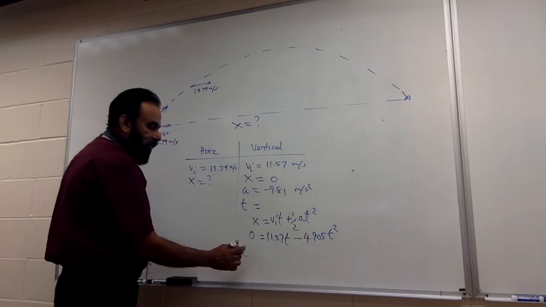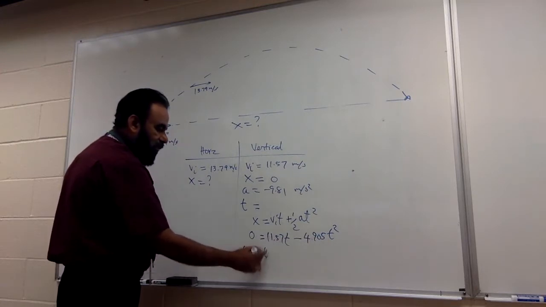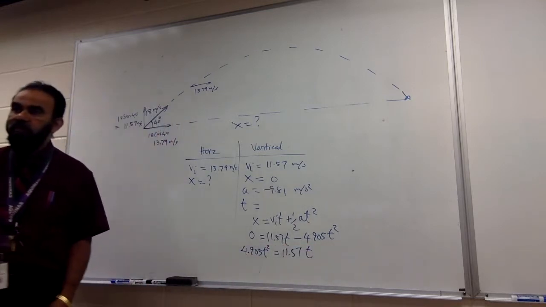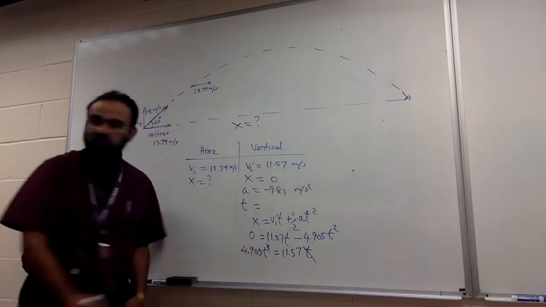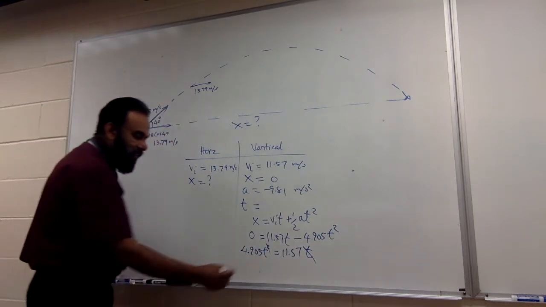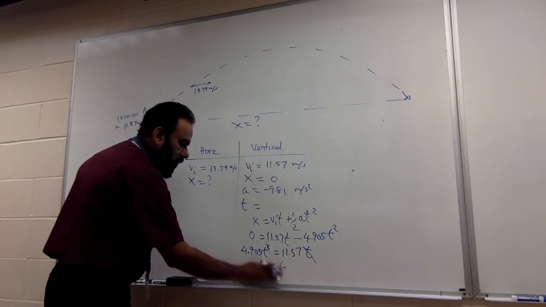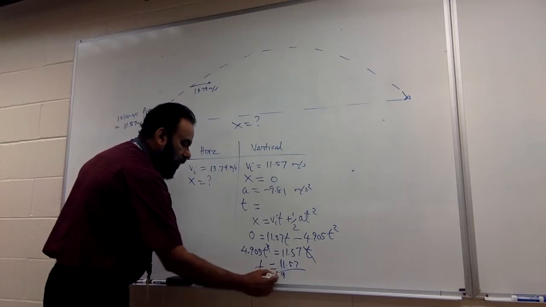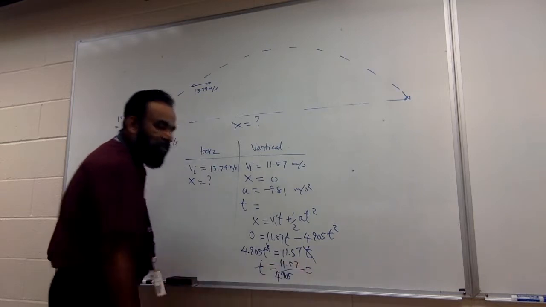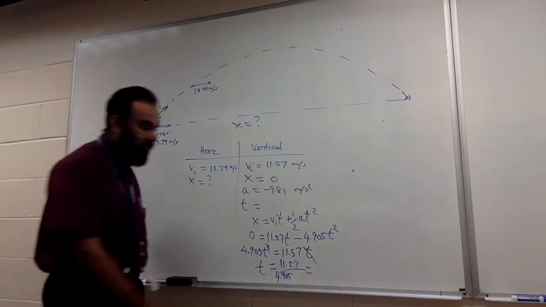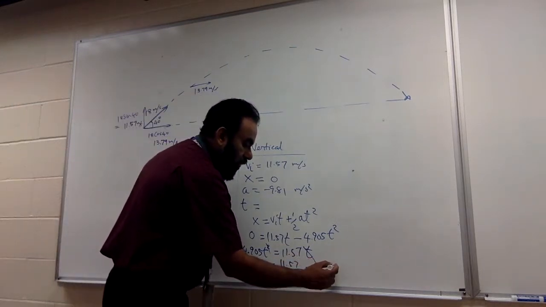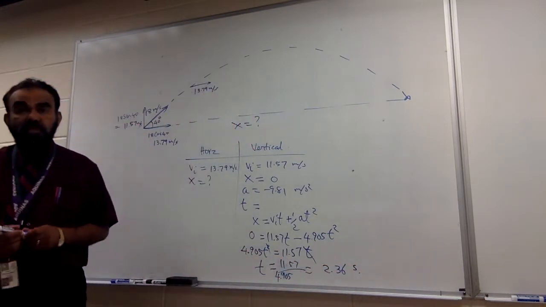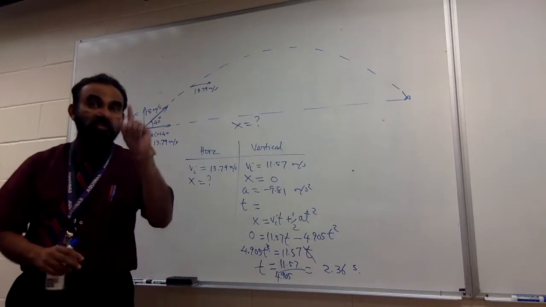Now, scoot this whole thing to this side, so it's 4.905 T squared is equal to 11.57 T. What do you do from there? Divide by T on both sides, and you can actually see that the equation is very simple. So time T is equal to 11.57 over 4.905. How much is that? 2.36 seconds. So now the receiver has 2.36 seconds to reach that spot.